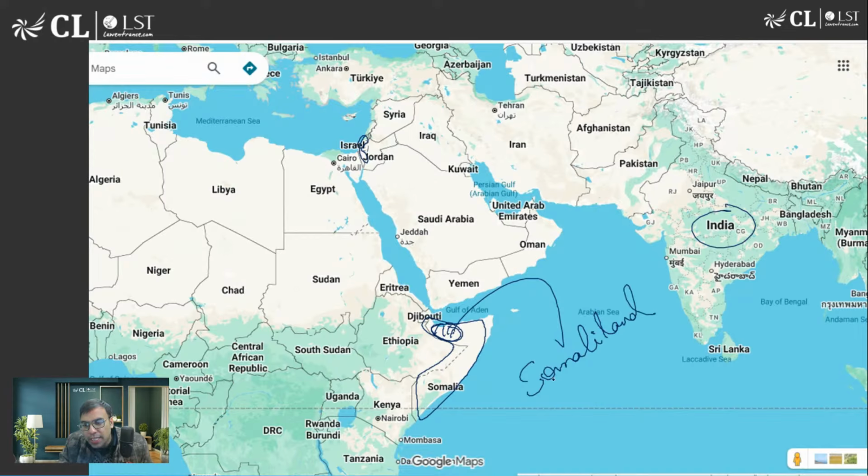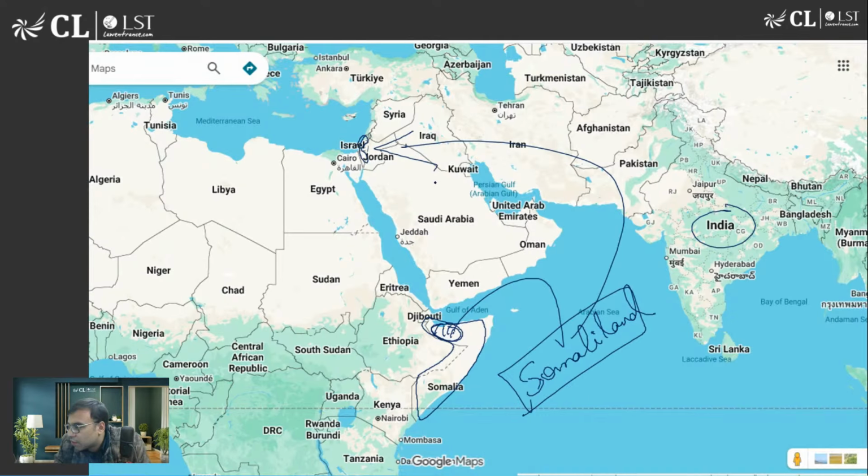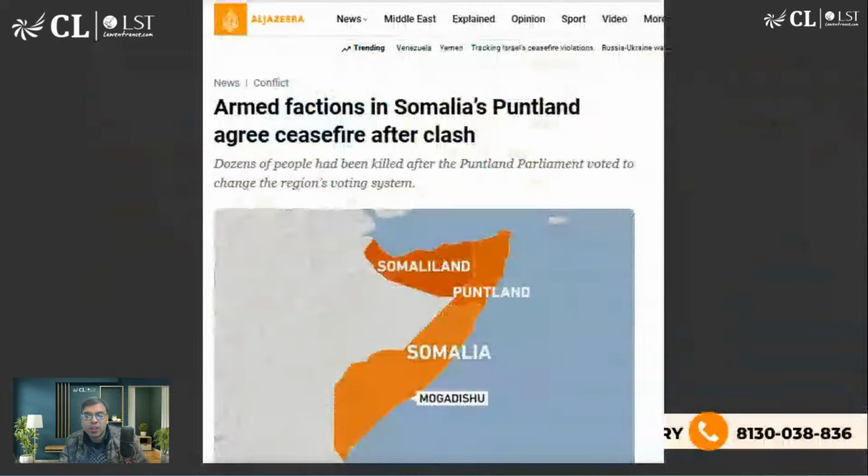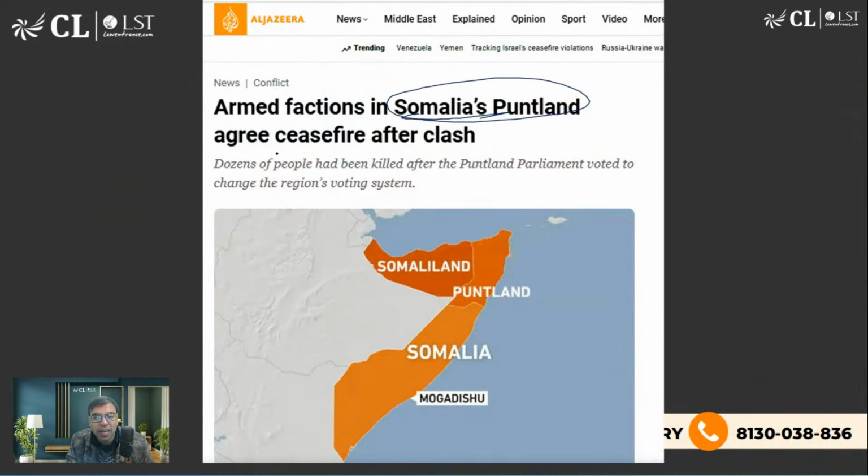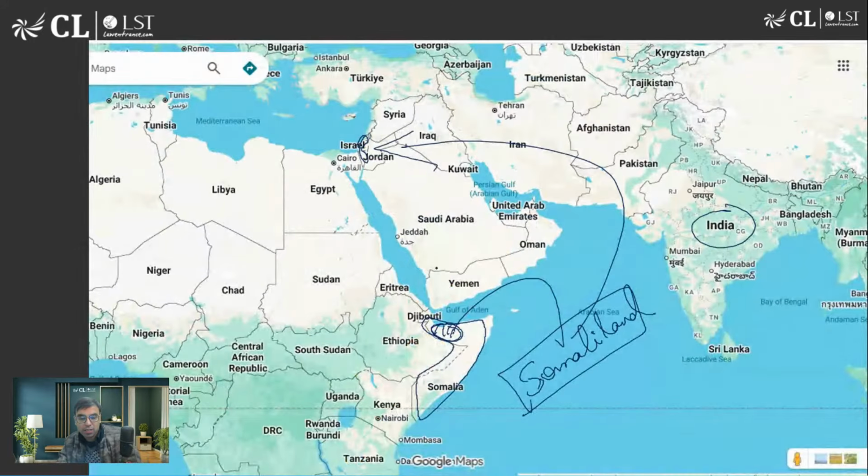And Somalia, and this has been recognized as a separate country by Israel. Yes, located at Horn of Africa, right? Armed factions in Somalia spurned land, agree ceasefire after clash, etc. Right? So see, this is Somaliland. And this is very surprising also.